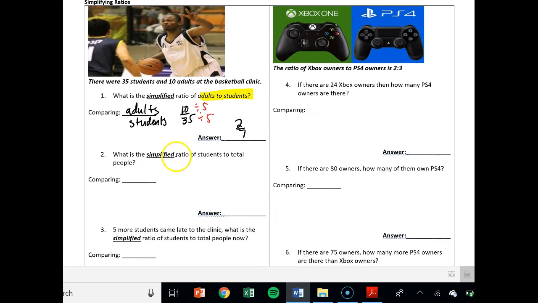So it says, what is the simplified ratio of students to total people? So how do I get the total people? Well, if I had 35 students and 10 adults, that means altogether I have 45 total people, right? So it's students on top. That's a number we know already. And total on bottom. So that would be 35 students over 45 total people, because 35 plus 10 is 45. Again, I've got to simplify it, so divide by 5 here. And our answer is 7 over 9.